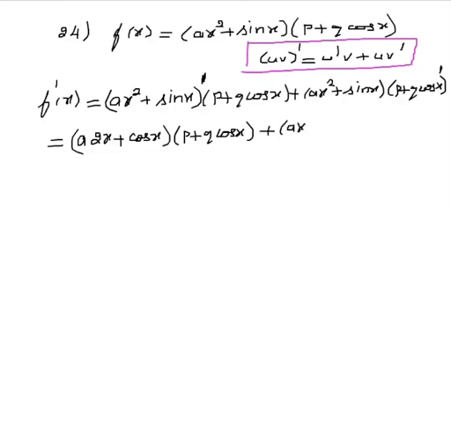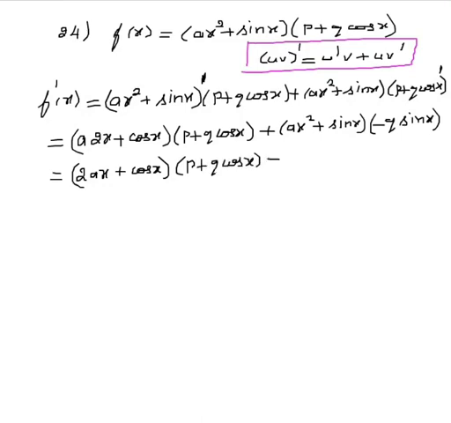And here we have a x square plus sin x. The derivative of p is 0 and the derivative of cos x is minus sin x. So we get minus q sin x. So the answer is 2ax plus cos x times p plus q cos x, and the second term becomes negative: q sin x times a x square plus sin x.